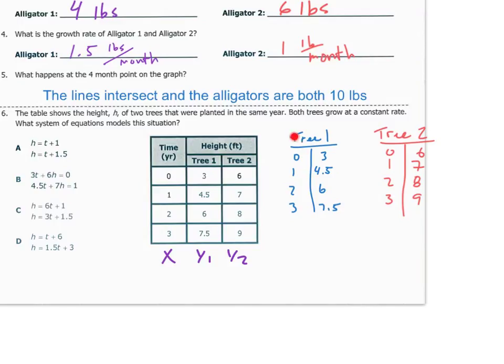So I just took this because the x values are the same for each table, for each tree, and then we've got a different y value. So my y1 is for my tree 1, and my y2 is for tree 2. So now let's just look at the slopes of each one and make an equation out of them.